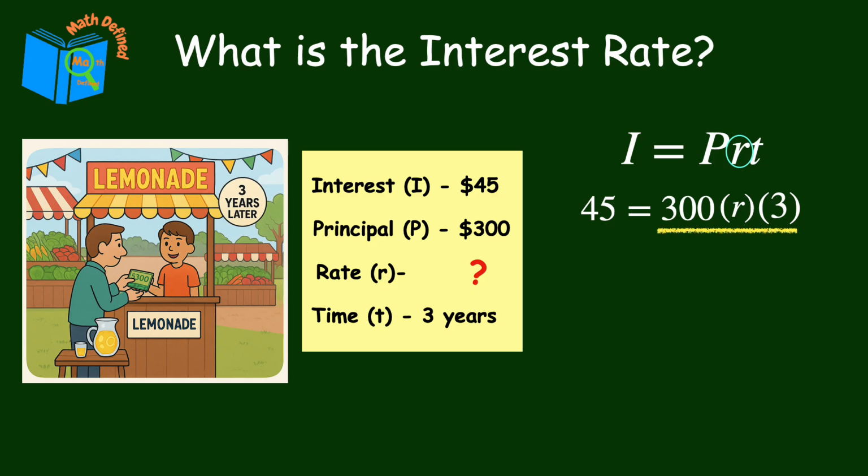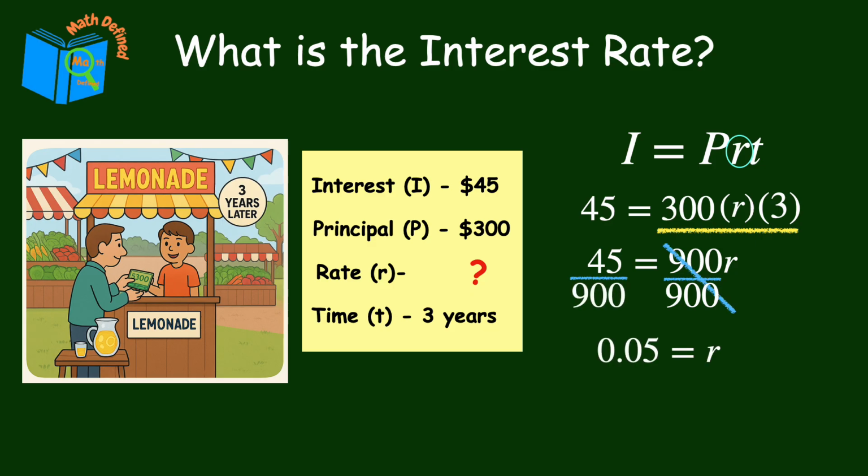First, we'll multiply 300 times R times 3 to get 900R. Then we'll divide both sides by 900, and 45 divided by 900 is 0.05. The last step is to convert this decimal back into a percent by moving the decimal point 2 places to the right to get 5%. So your annual interest rate was 5%. That's not a bad return. You were able to start your business, and it only cost you $45 to borrow the money you needed to get started.